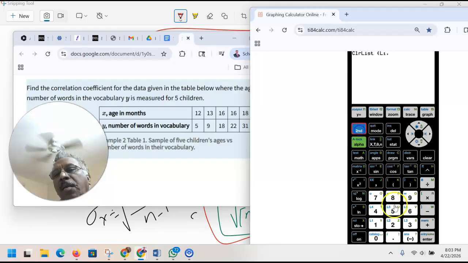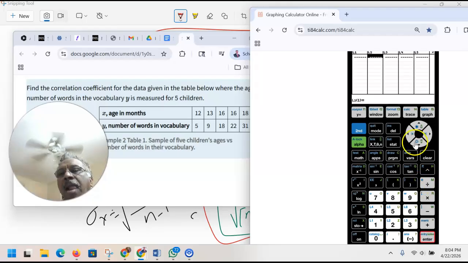So you click second L2. This is the second column. L means list, second list, right? And then close it and enter and it says everything is clear. And when you go back to stat and edit, there is nothing there, right? Now let's fill this up with the age in X. So this row and the column, we'll have to put here.